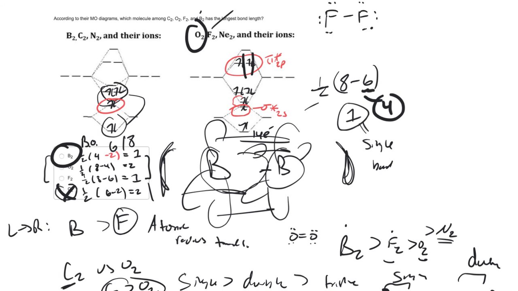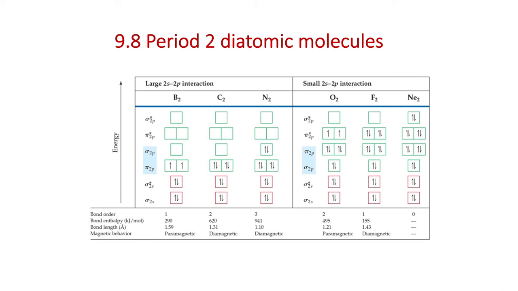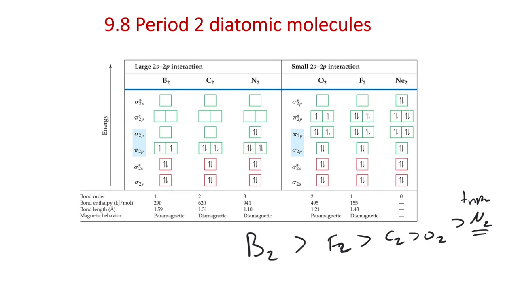Okay, and I want to go back and look at one more chart. So let's look at this chart here. What I wanted to compare is on this chart, you can actually compare that trend where, in the previous slide, we had B2 longer than F2, longer than C2, longer than O2. And then if we wanted to throw nitrogen into here, it wasn't in that group, it would be even shorter due to being triple. And we can kind of compare, because this chart here is actually showing us these bond lengths. So let's see if we're right.